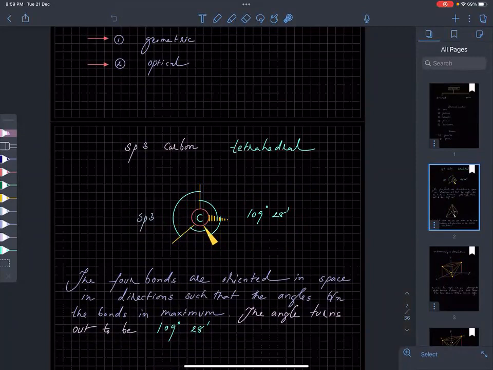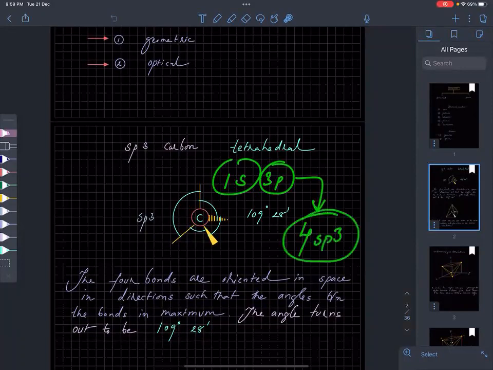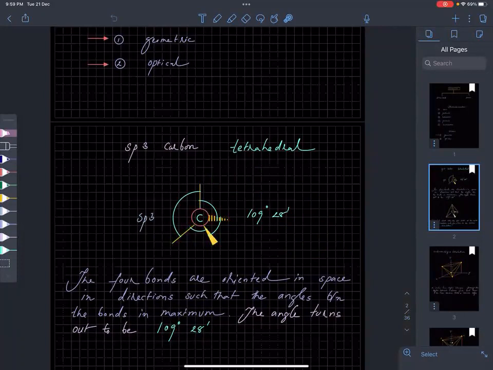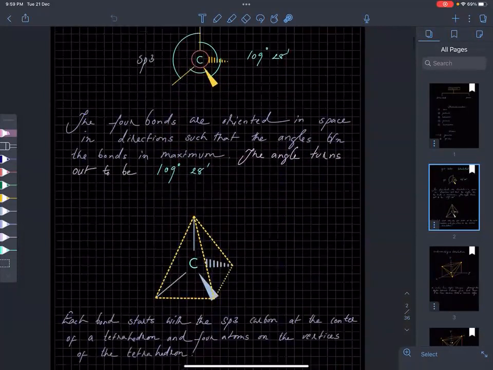How many sp3 bonds does a carbon have? 4 sp3 bonds. Why? Because before hybridization, 1 s orbital and 3 p orbitals combine to form an equal number of hybrid orbitals, which are 4 sp3 orbitals. So this is one sp3 orbital, this is another sp3 orbital, this is another, and this is another. Clear?